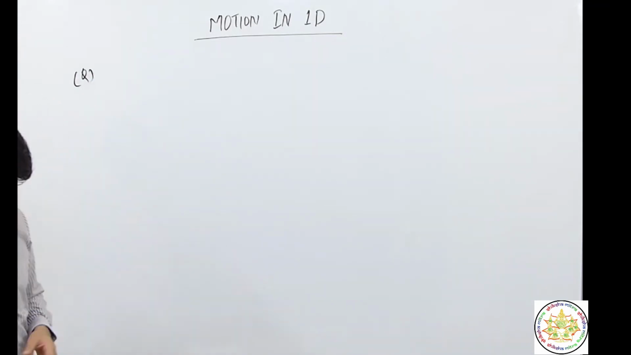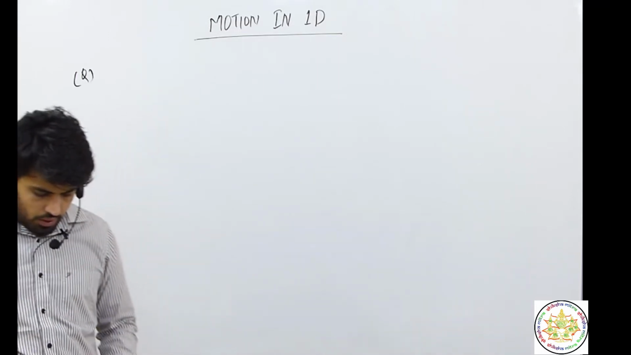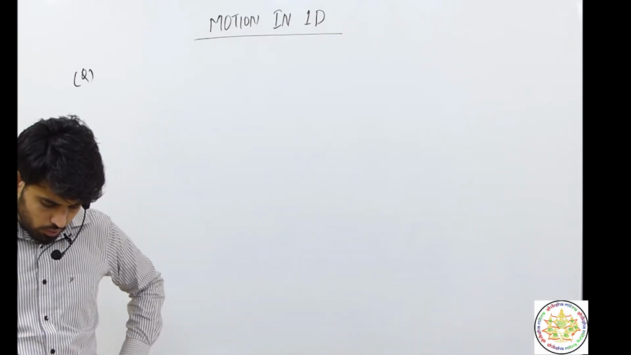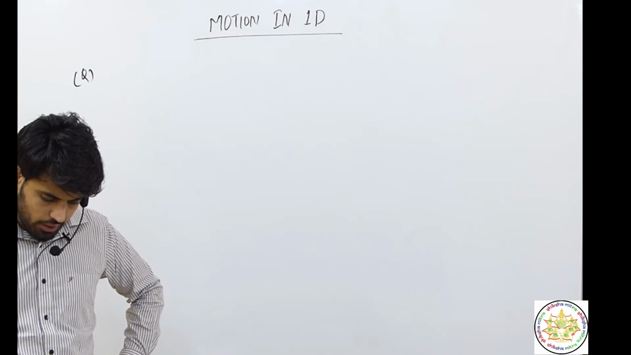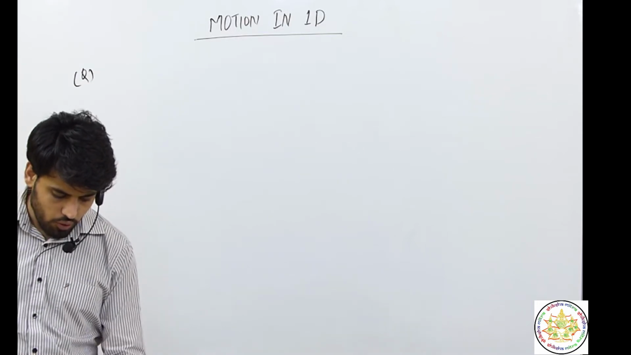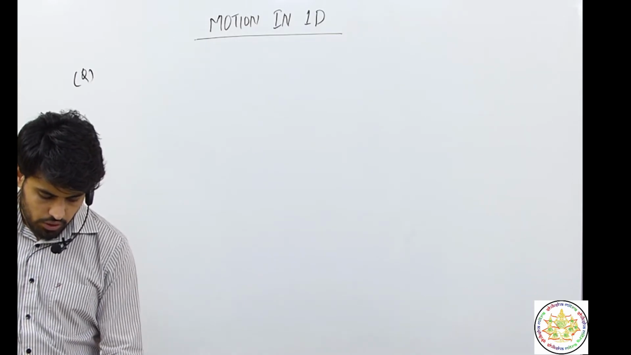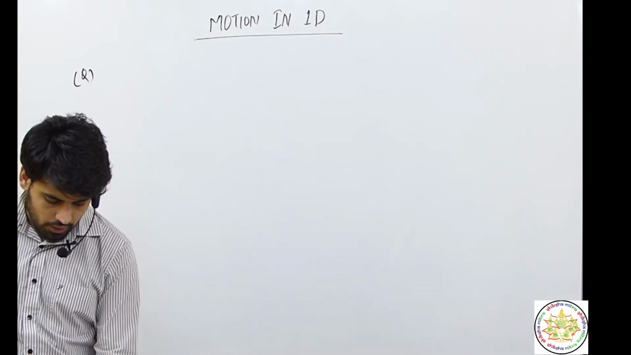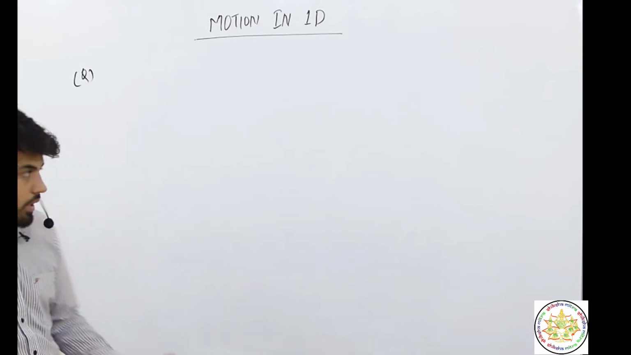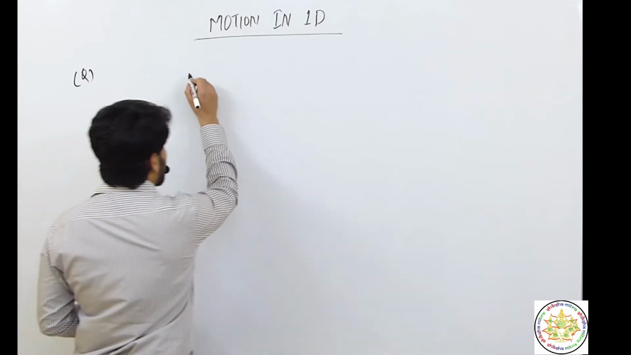And another question. A bullet fired into a wooden block loses half of its velocity after penetrating 40 centimeter. It comes to rest after penetrating a further distance of what? So that further distance we have to calculate.